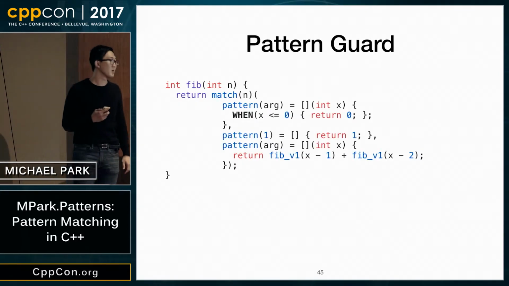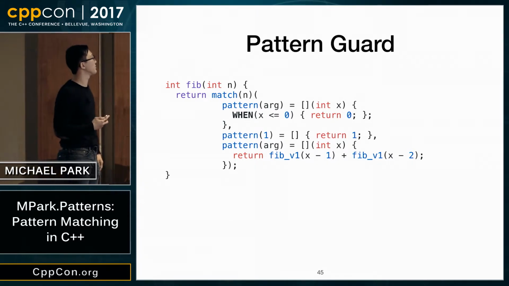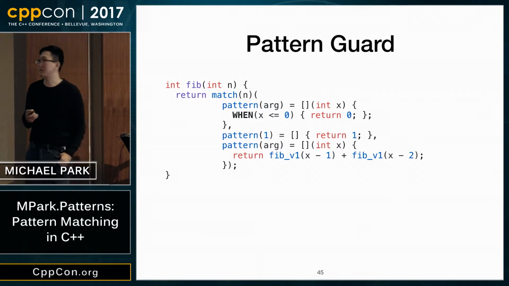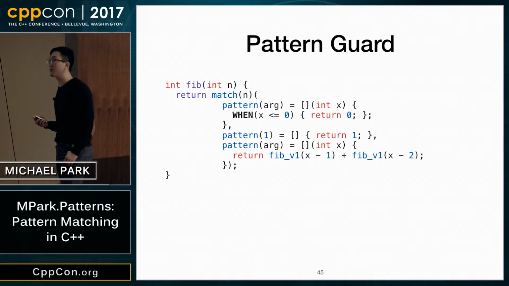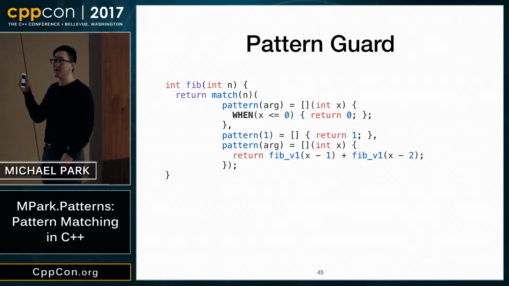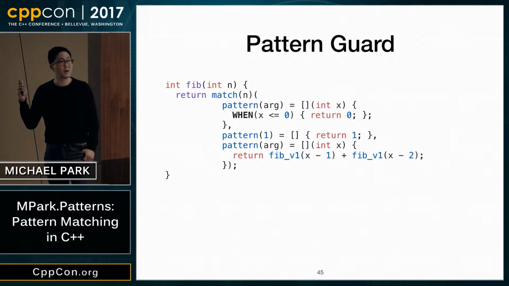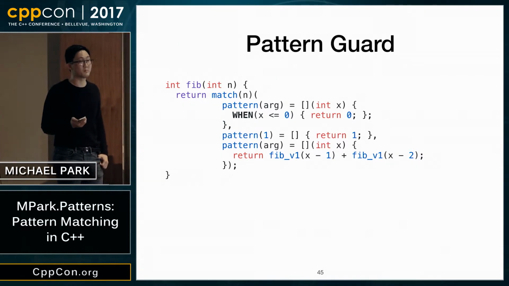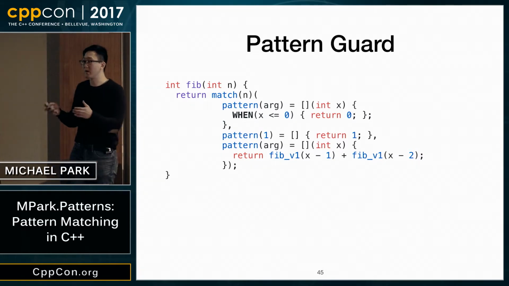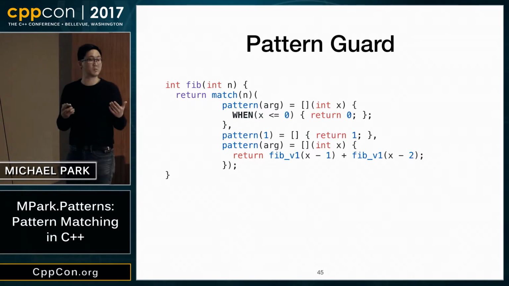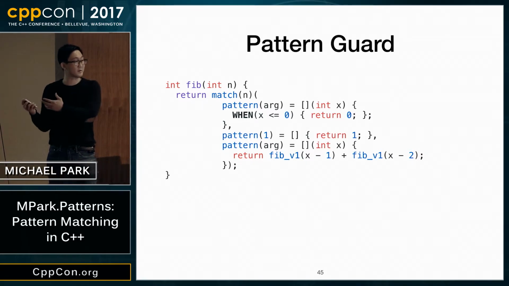A simple example of Fibonacci, where if the value is less than or equal to 0, then we're just going to return 0. And the reason why this when is inside the lambda and not closer to the pattern, which is what most of you would probably expect, is that you would expect the when to be right next to the pattern, right? Because that's the whole criteria you need to satisfy before the handler gets called.